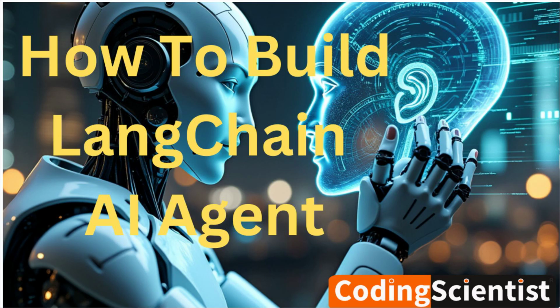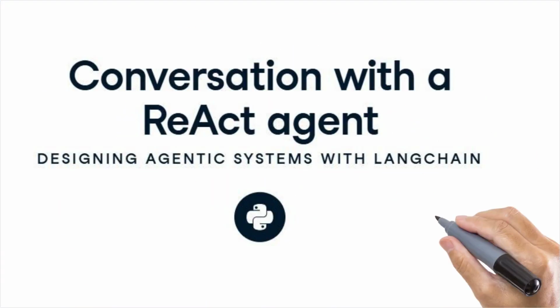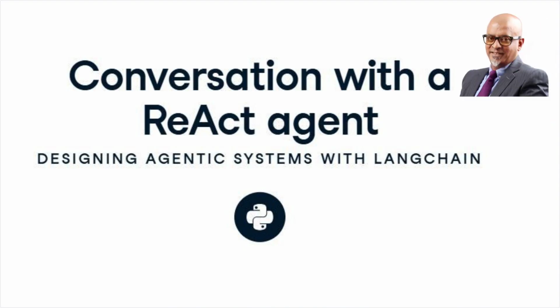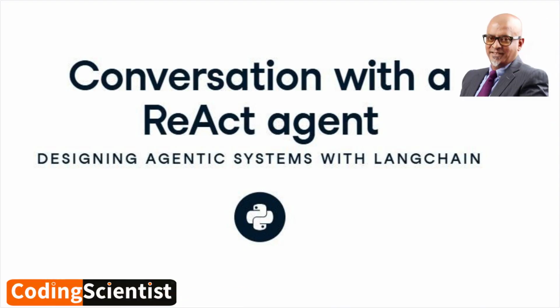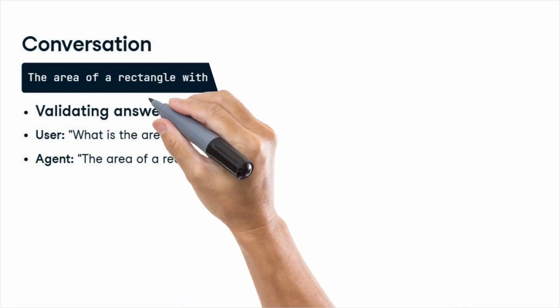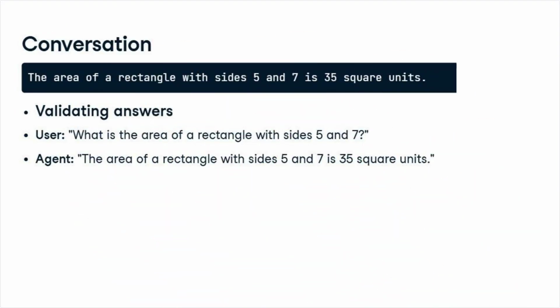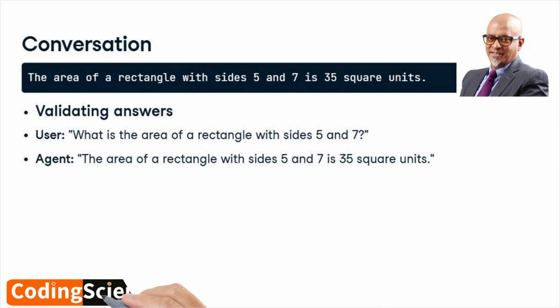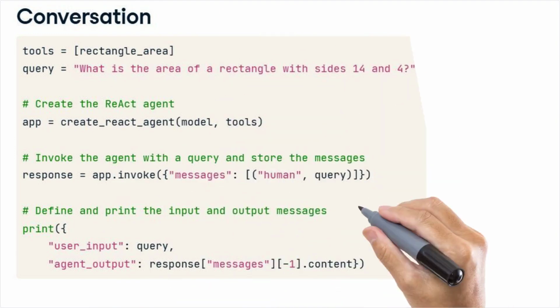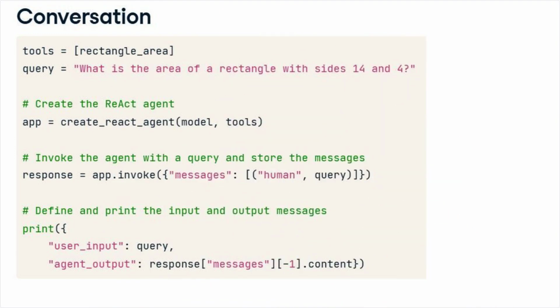Nicely done. Now let's learn about initiating conversation with a ReAct agent. So far, we've just been printing the agent's outputs. It's also useful to know that our agent is responding correctly by printing both the user's query as well as the response. First, we'll define our tools and query.